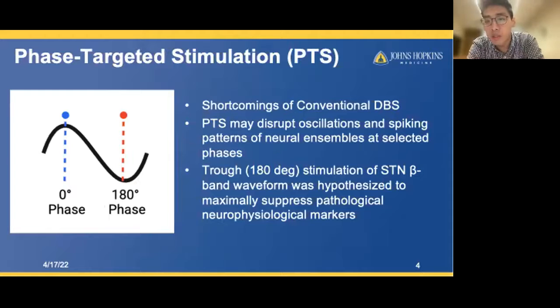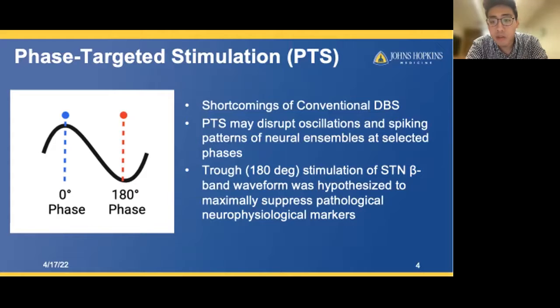To minimize these shortcomings, we decided to test an alternative stimulation approach called phase-targeted stimulation, or PTS. The mechanism behind PTS is delivering a current pulse at specific phases of a local brain activity oscillation, such as that from the STN. Effectively, PTS can disrupt the oscillation patterns and patterns of neural synchrony at selected phases. Now, there are several studies that have proposed the utility of PTS, but its generalized efficacy hasn't been evaluated across responses from a variety of pathological and neurophysiological markers that are observed in PD.